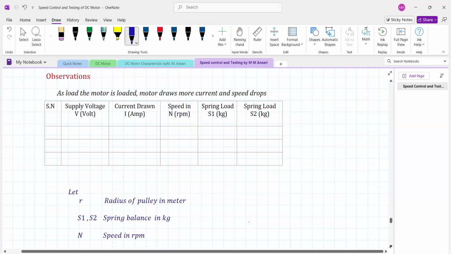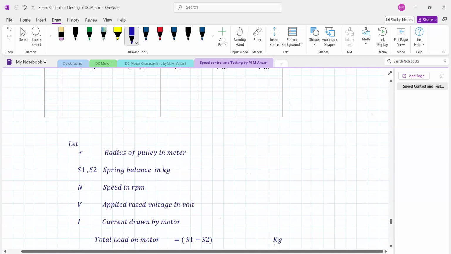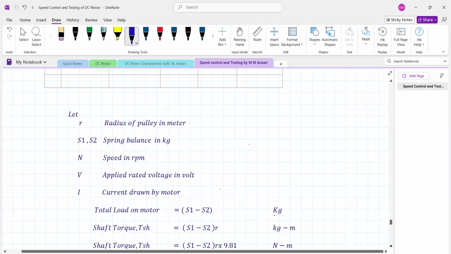Now calculation. Let us consider R is the radius of the pulley in meter, where S1 and S2 are the spring balance readings in kg. The spring balance which is connected measures the load in kg. Speed is the motor speed in RPM, V is the applied voltage, and I is the current drawn by the motor. So these are the parameters we have already mentioned in the observation table. Now the total load on the motor is nothing but S1 minus S2. It is measured in kg.